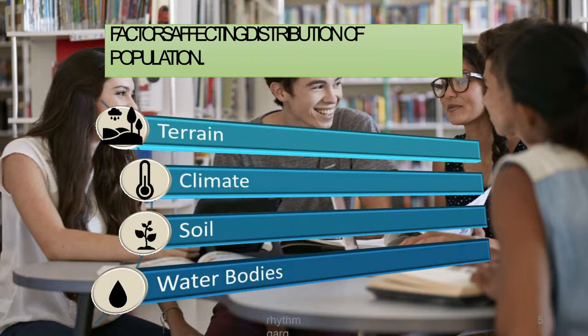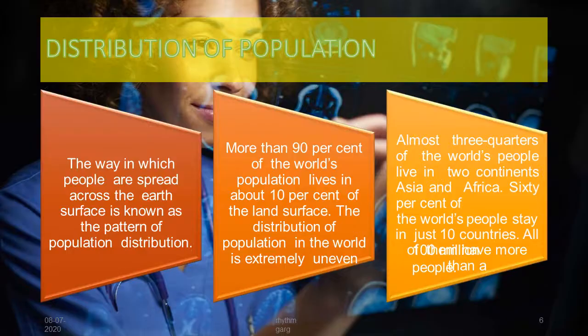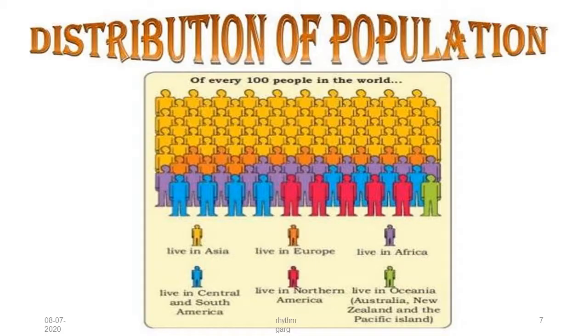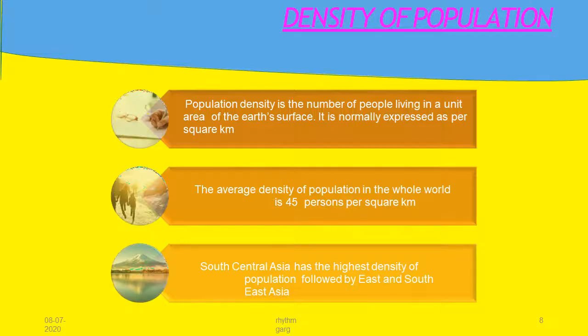60% of the world's people live in just 10 countries, and all of them have more than 100 million people. Now, this is the map in which it will be more clear. We will be discussing this in the live class.